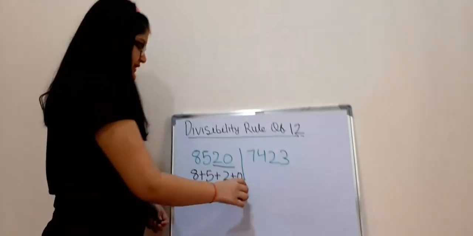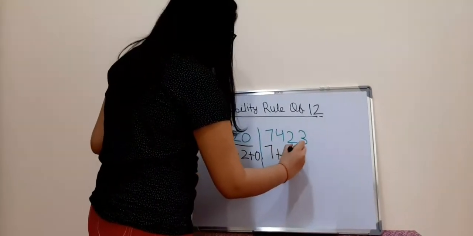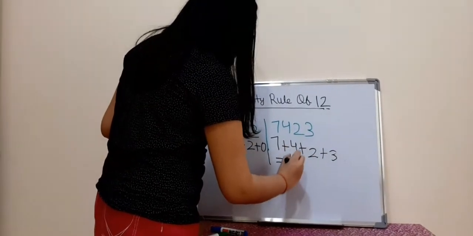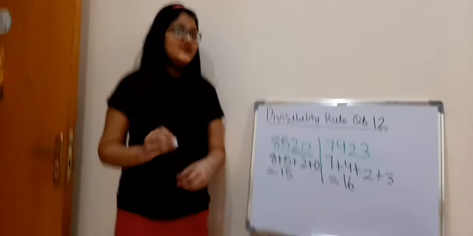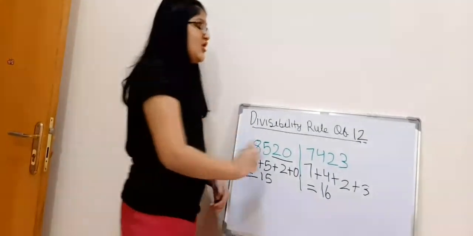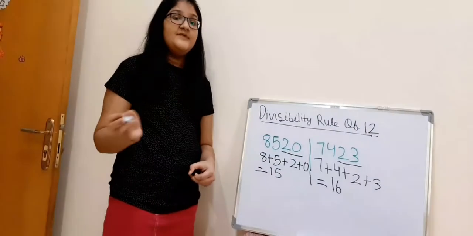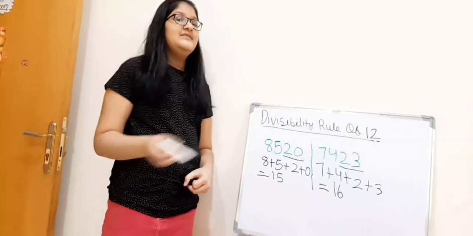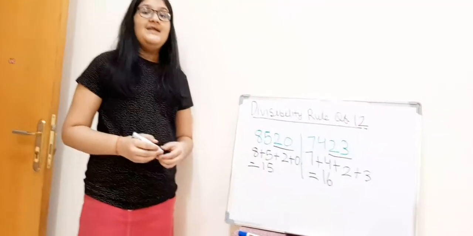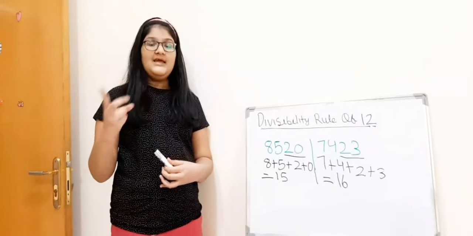Let's see the next number. Okay, so first let's see by 3. 7 plus 4 plus 2 plus 3 equals 16. Now 16 does not come in 3's table. So it is not divisible by 3. Also, we can see that the last two digits are 2 and 3, 23, and it is not divisible by 4 as well. So this number is also not divisible by 12. So what is the rule? That for the divisibility rule of 12, the number should be divisible by 3 and 4 both.